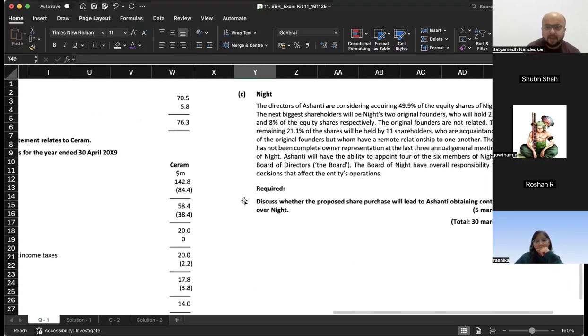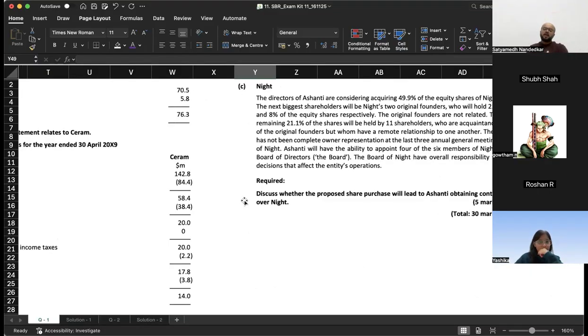Last part. The directors of Ashanti are considering acquiring 49.9% of the equity shares of Knight. The next biggest shareholders will be Knight's two original founders, who hold 21% and 8% equity. The original founders are not related. The remaining 21.1% shares will be held by 11 shareholders who are acquaintances of the original founders but who have a remote relationship to one another.